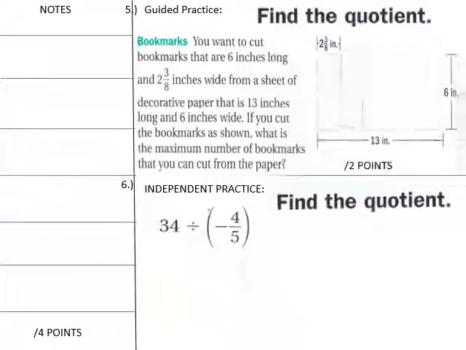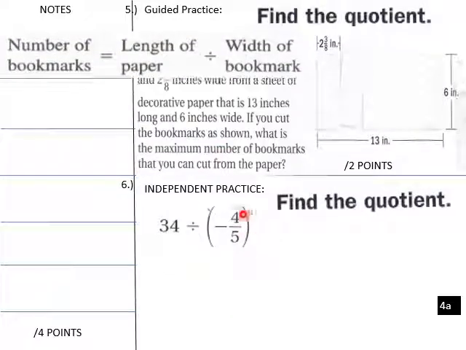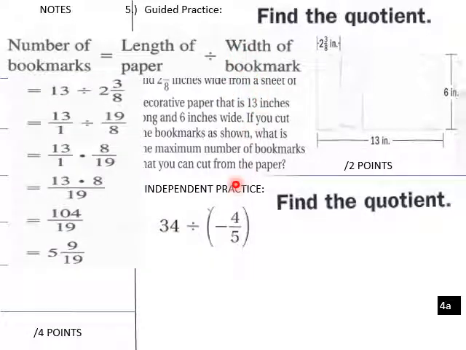And let's go up here in the guided practice now. So the number of bookmarks would equal the length of paper divided by the width of the bookmark. So we have 13 inches here divided by 2 3/8. That's the width of our bookmark. Now we're going to make this into an improper fraction. 2 times 8 is 16 plus 3 would be 19 over 8. 13 over 1 divided by 19 over 8.